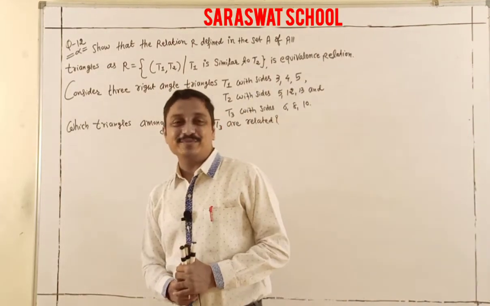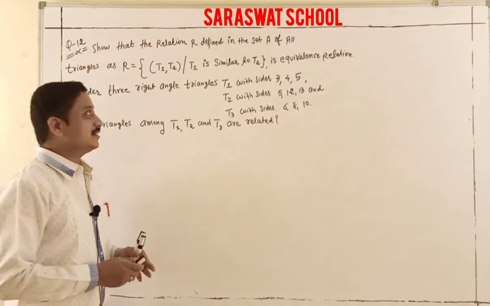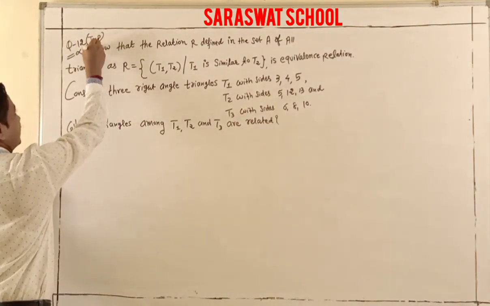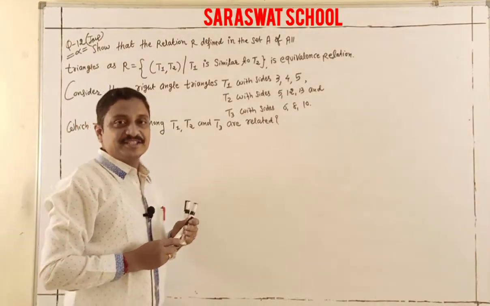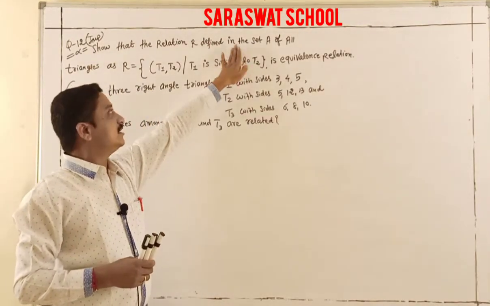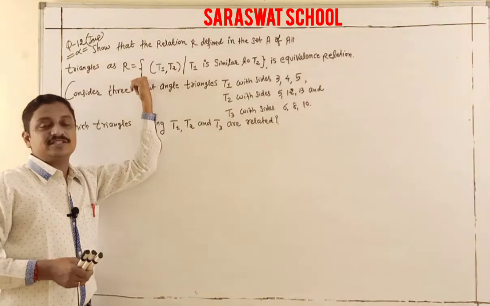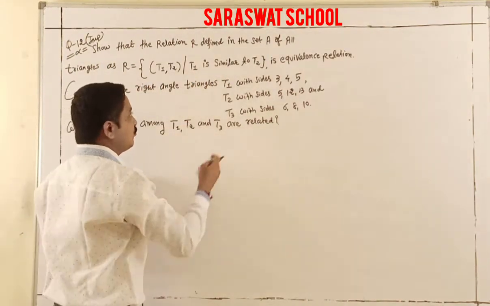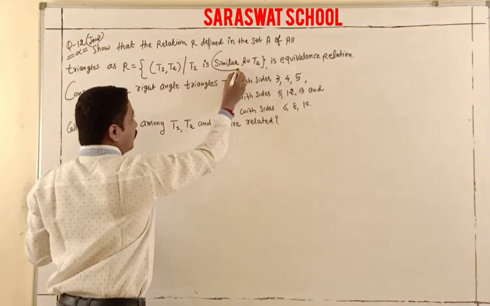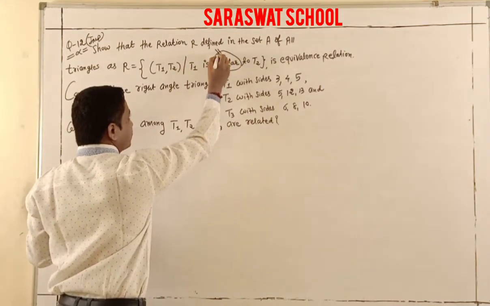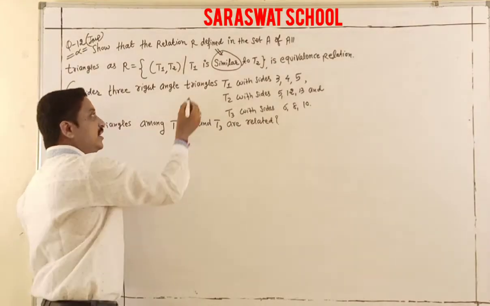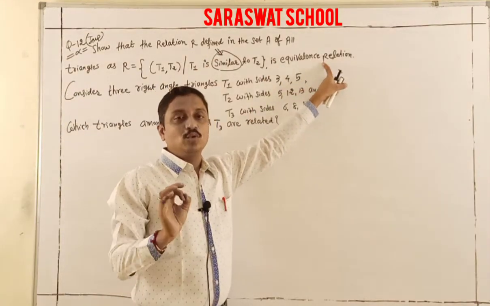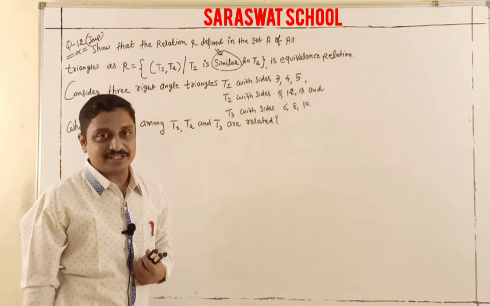Now students, question number 12. This is also an important question for exam level. Show that the relation R defined on all triangles in a plane, given by T1 R T2 if T1 is similar to T2. Yes students, we focus on this word, similarity. You know the similarity? We are asked to prove that it is an equivalence relation.